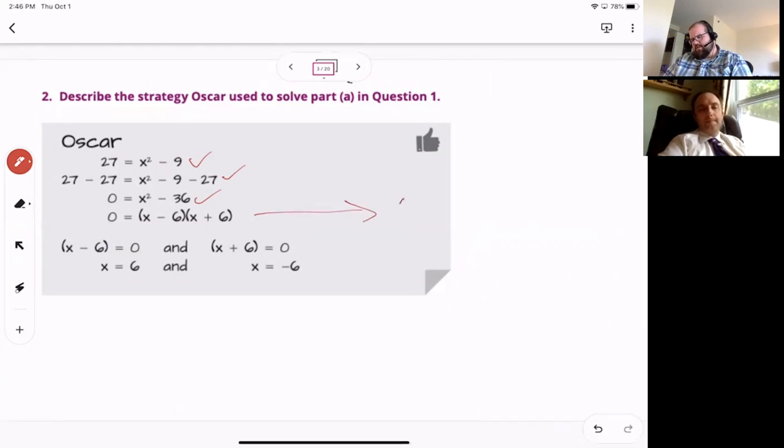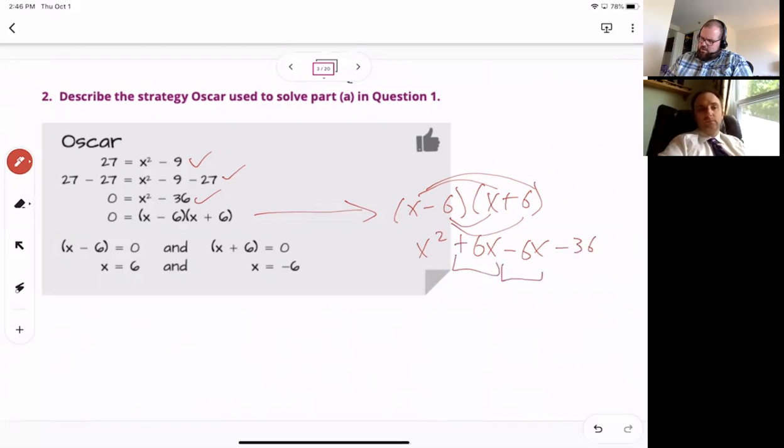So I'm kind of confused at what's going on here. What if I tried multiplying this out just to see what it is? Oh, that double distribution thing? I'm getting good at that. So we got x squared, 6x minus 6x minus 36. Oh, and I got some like terms. Plus 6 minus 6. Oh, that's cool, that goes away. X squared minus 36. That's where it came from.